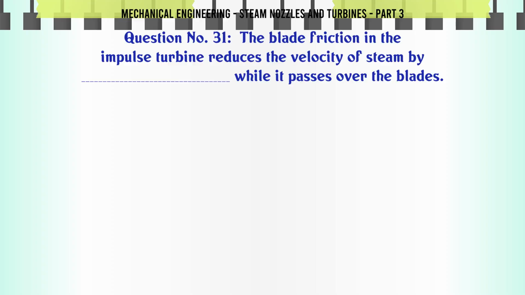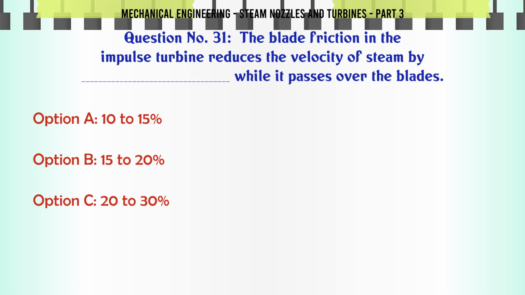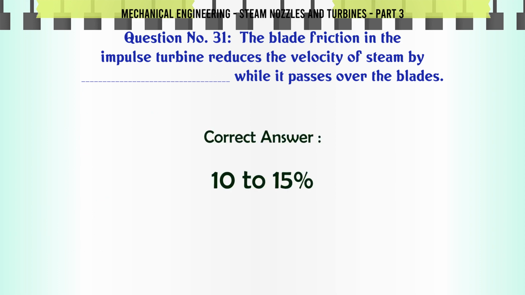The blade friction in the impulse turbine reduces the velocity of steam by some percent while it passes over the blades. A. 10 to 15. B. 15 to 20. C. 20 to 30. D. 30 to 40. The correct answer is 10 to 15.